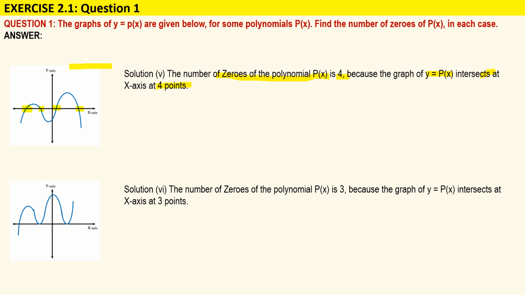Let's now go to the sixth part of the question, and the graph given to us is this graph, and the number of zeros of the polynomial p(x) in this case is 3 because the graph of y is equal to p(x) intersects the x-axis at 3 points, and these 3 points are this point, point number 2, and the point number 3.